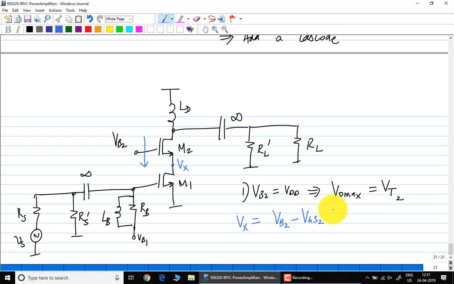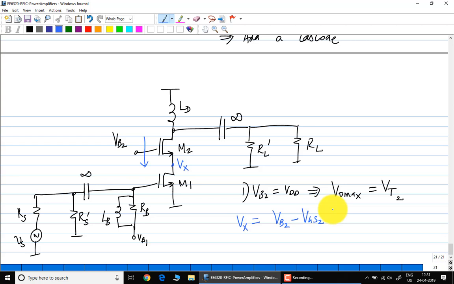But remember, these are thin oxide transistors. These are not thick oxide, very short transistors. The length is extremely small. Therefore, the RDS can be significant. All that means is that you will have to increase VB, most probably VB1.